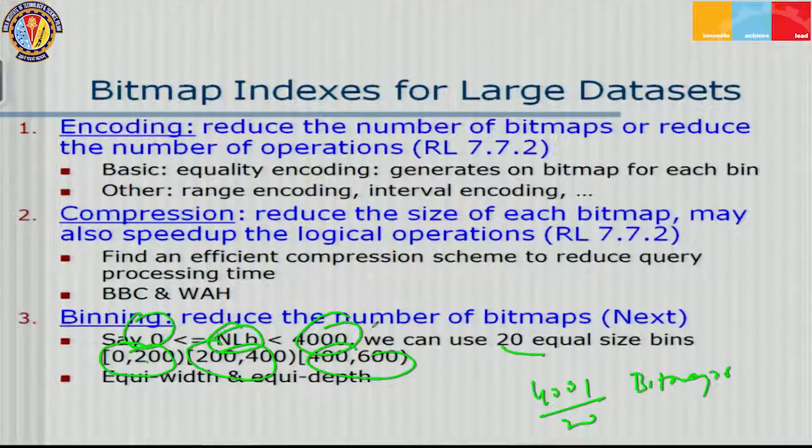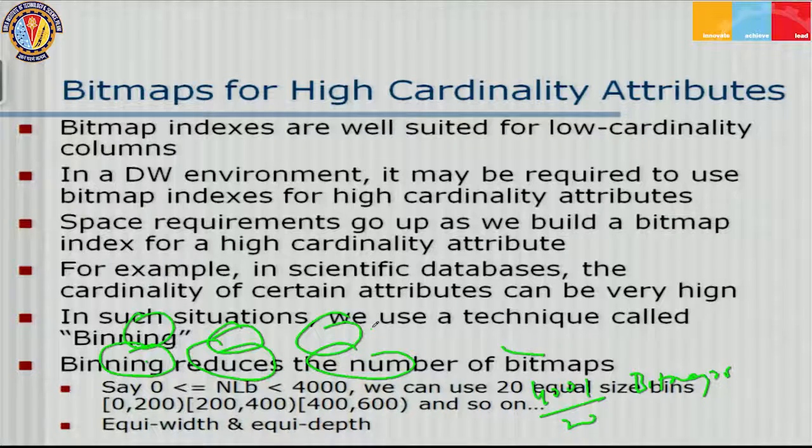So this is what is coming next. Bitmap indexes for high cardinality attributes. As we know, bitmaps are well suited for low cardinality columns because the space requirement is very, very less, as we saw in that table a while ago. In a data warehouse environment, it may be required to use bitmap indexes for high cardinality attributes. Many attributes can be of high cardinality, and space requirements go up as we build a bitmap for a high cardinality attribute, because we have to create a bitmap for each distinct value of that attribute.